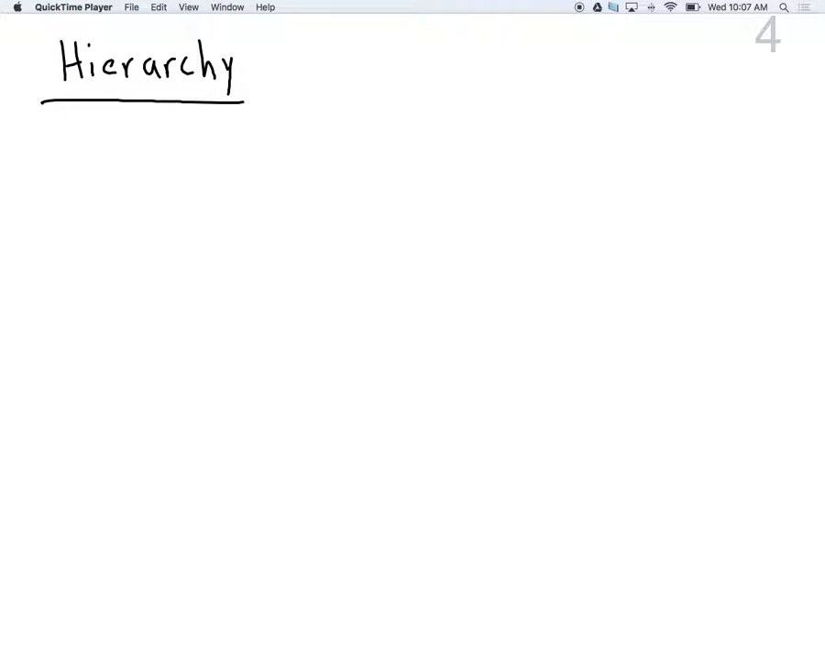So, anyways, we want a hierarchy for our quadrilaterals, but we're going to flip ours over. We're going to start at the top with a polygon, and then from a polygon go down to a quadrilateral. So it's general to specific. Let's list all our things here. We've got quadrilateral, parallelogram, rectangle.